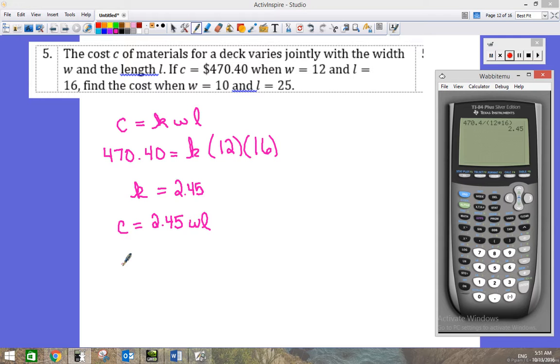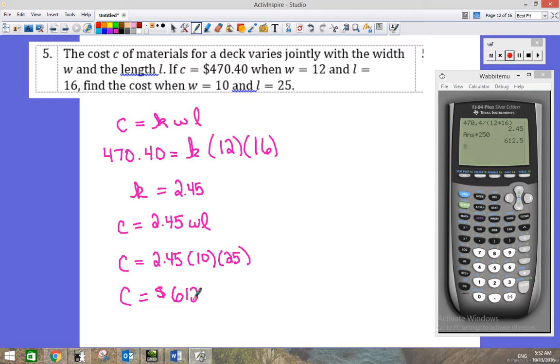Now it wants me to find the cost when W is 10 and the length is 25. So 10 times 25 times 2.45 is 250 times 2.45, which gives $612.50. Alright, that's what I get.